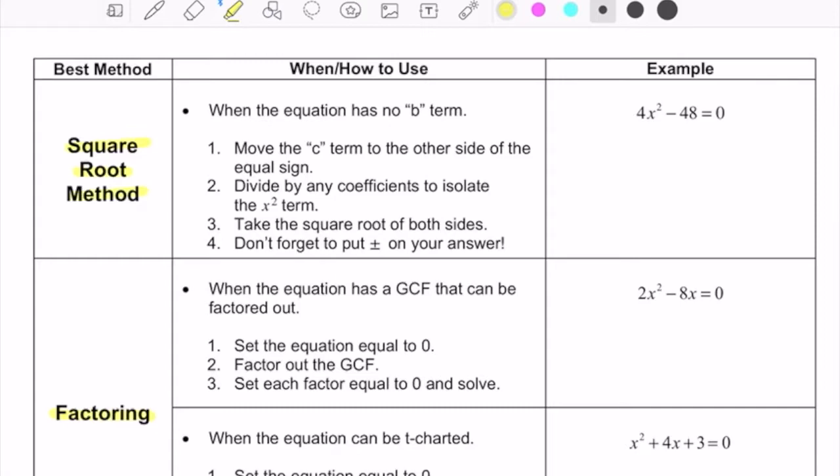The front side of the notes today goes over one example of each of these methods, but in the middle column here, you also have some notes about when each one is going to be the best method to use to solve a quadratic. For the square root method, it says that you'll use it as the best method of solving the quadratic equation when the equation doesn't have a b term.